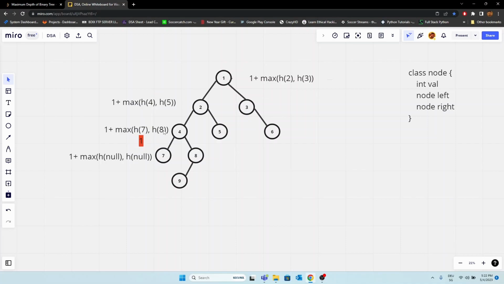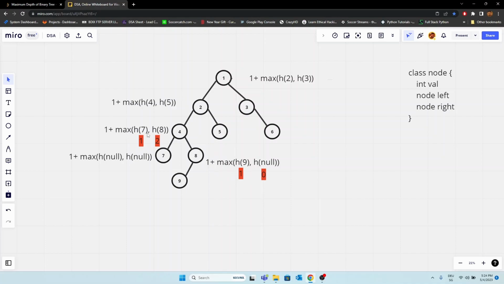Now we have to go to h8, that means this node. Here we can see that this node has a left child but no right child. So here the equation will be h9 will be called, but we know what will happen here: 1 plus, similar to this node 7. In fact, similar things will happen for all the leaf nodes, so I'm not calling it again. Here we know that this h9 will return 1 and h null will return 0. The maximum here is 1, and 1 plus 1 is 2. That means this h8 will return 2.